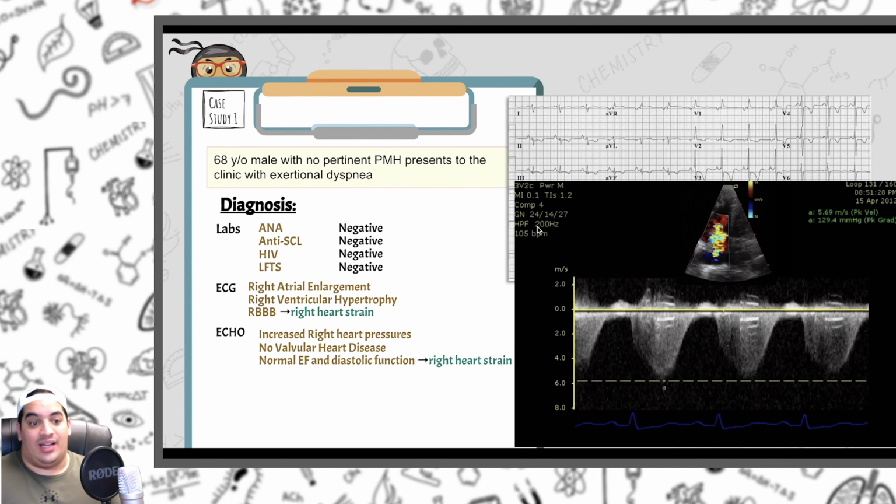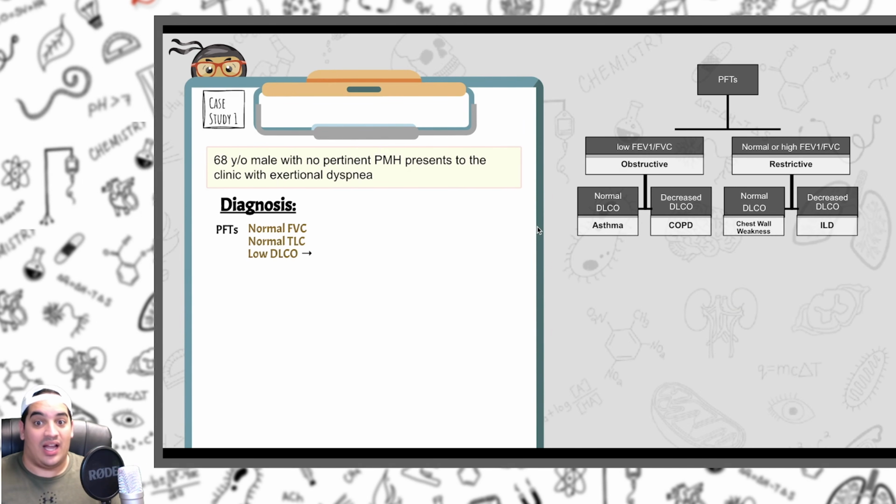So what do we see? No valvular heart disease, normal EF, normal diastolic function, but the increased right heart pressures are present, supporting right heart strain, telling us again there's no type 2 cause. And then again, there's no obvious type 1 cause because we've ruled out HIV, portal pulmonary hypertension, scleroderma, and lupus. Could it be, again, an idiopathic or heritable cause? It could be. Let's go to the next one.